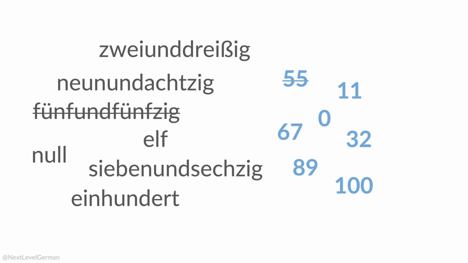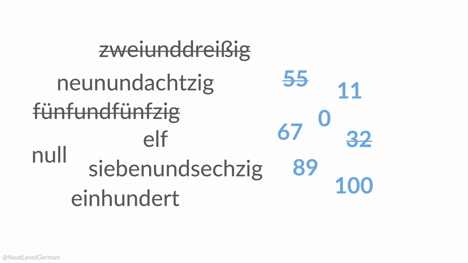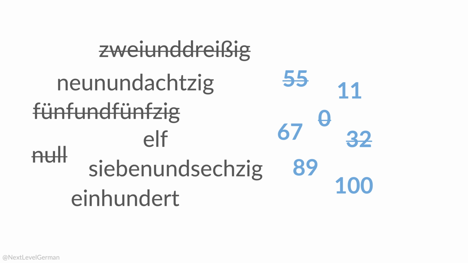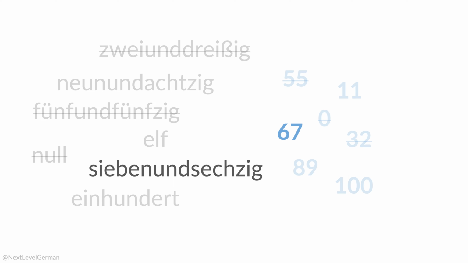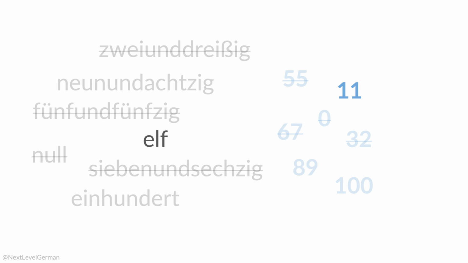32. Good. Alright, what about 0? Correct. Good job. Let's try 67. Yes, correct is 67. Okay, 3 more to go. Let's go for 11. Good. The last 2. You got this.